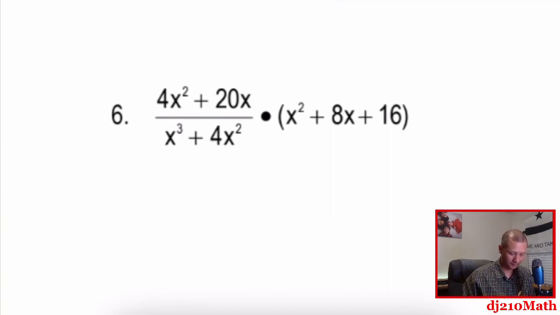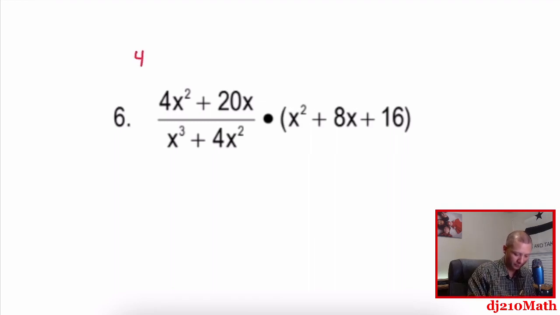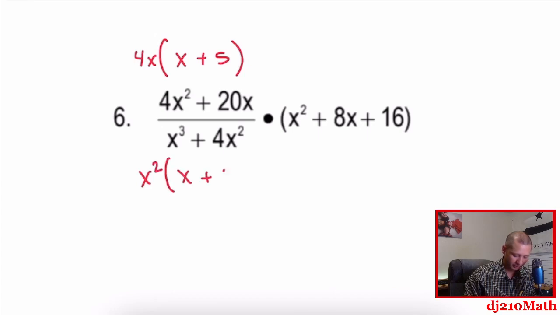Number 6. Top left. So it's multiplication, so we're good there. So top left, I can take out a 4, and I can take out an x. What's left behind? x plus 5. All right, 5 times 4 is 20. Bottom left, I can take out x squared. So x plus 4.